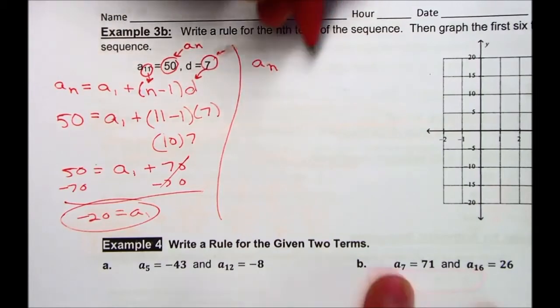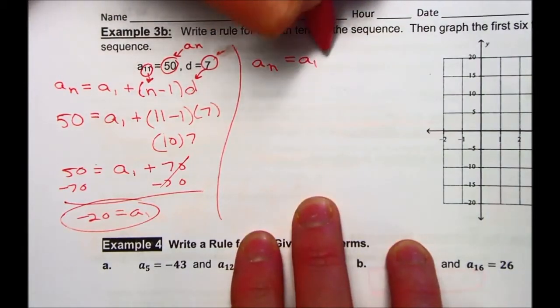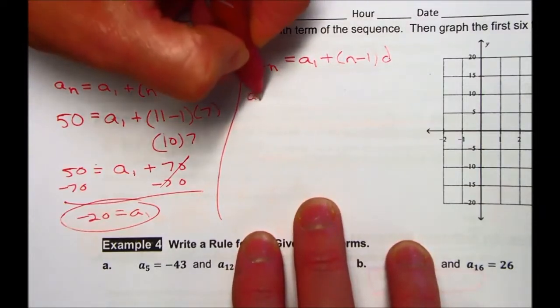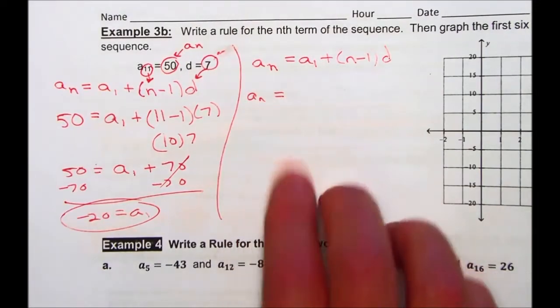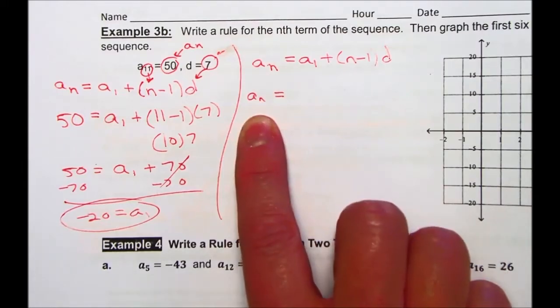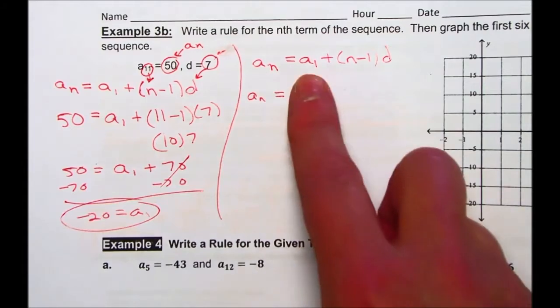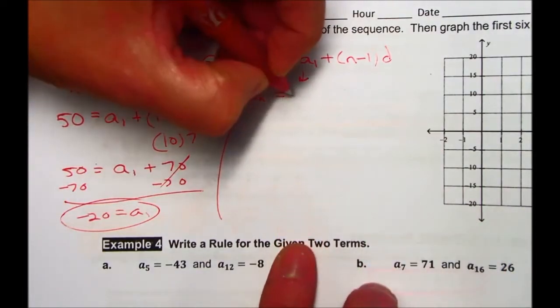So again, a sub n equals a sub 1 plus n minus 1 times d. And we're writing the rule for a sub n, so we want to bring the n back. So n is now part of our formula, our equation. A sub 1, which we just found, was negative 20.